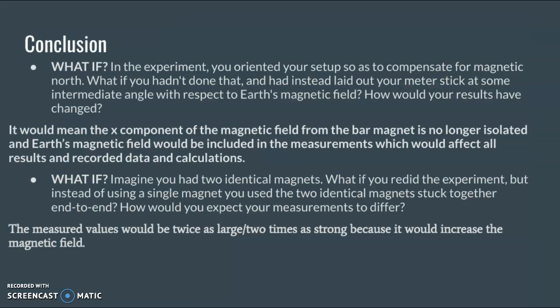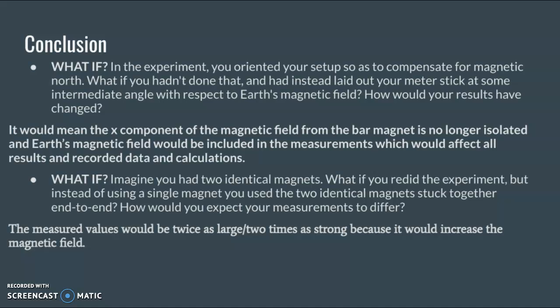And so in conclusion, what if in the experiment you oriented your setup so as to compensate for the magnetic north, and what if you hadn't done that and had instead laid out your meter stick at some intermediate angle with respect to the Earth's magnetic field? How would your results have changed? And so that would mean the X component of the magnetic field from the bar magnet is no longer isolated, and Earth's magnetic field would be included in the measurements, which would affect all of the results and recorded data, and then therefore the calculations.